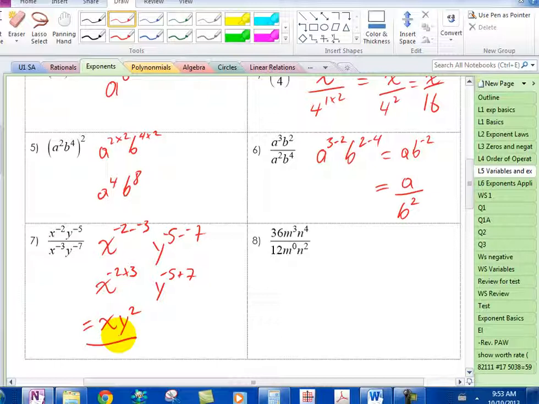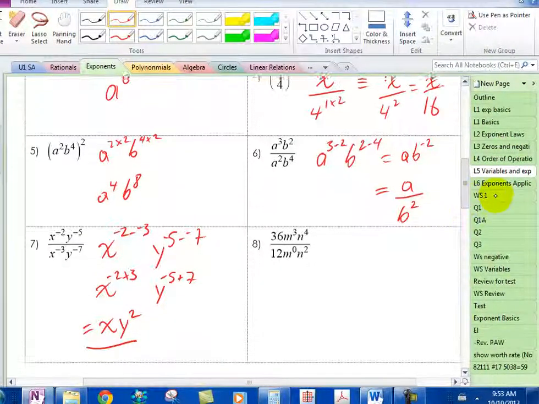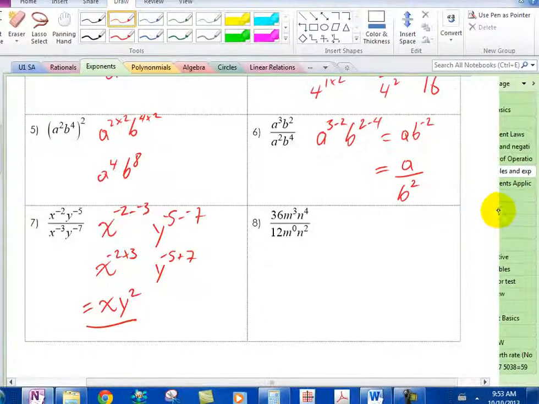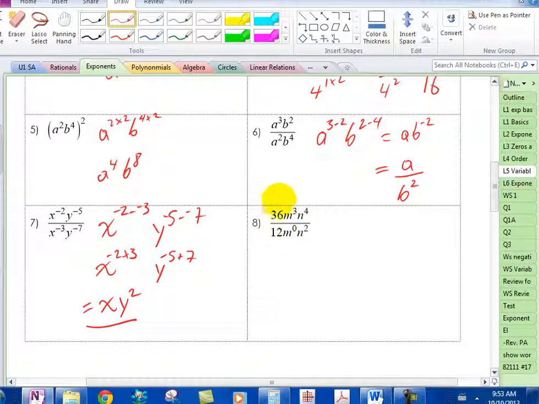Okay, so be careful, just follow your rule through. Okay, question number 8. Now we have some numbers. So when you have your numbers, you can treat this as a fraction, 36 over 12. And if you put that into lowest terms, it would be 3 over 1. You can also treat it as a division, 36 divided by 12, because it works out to 3.